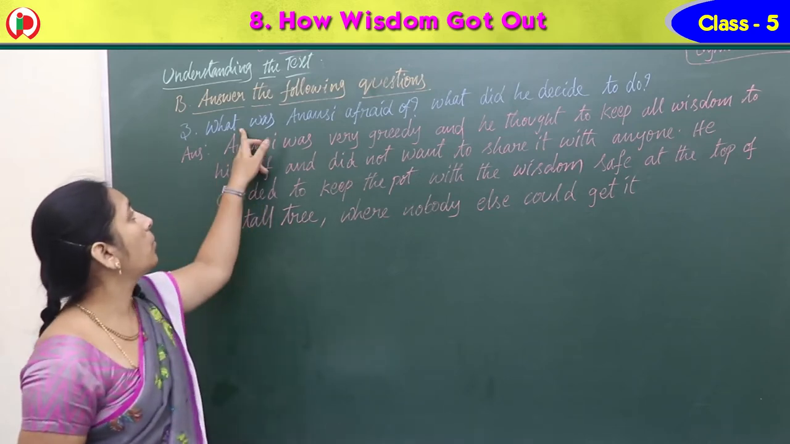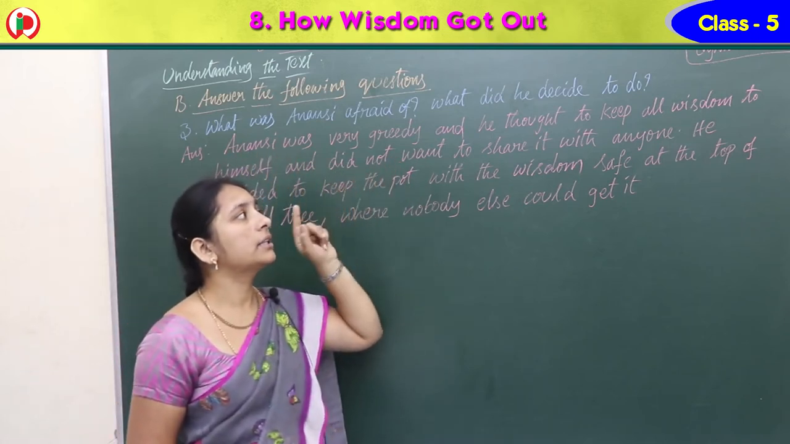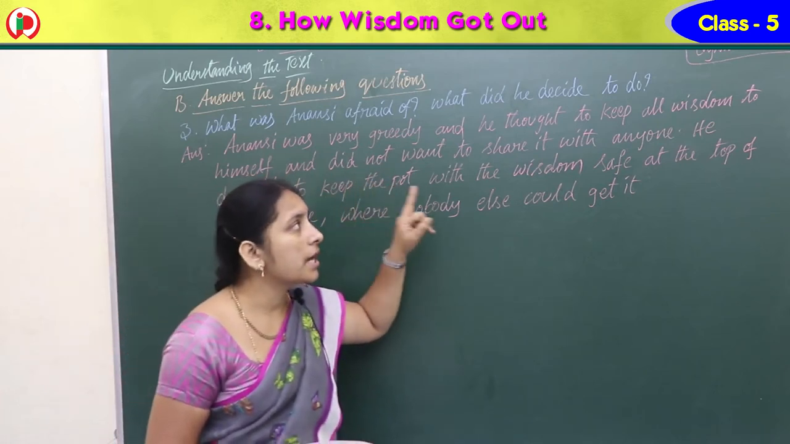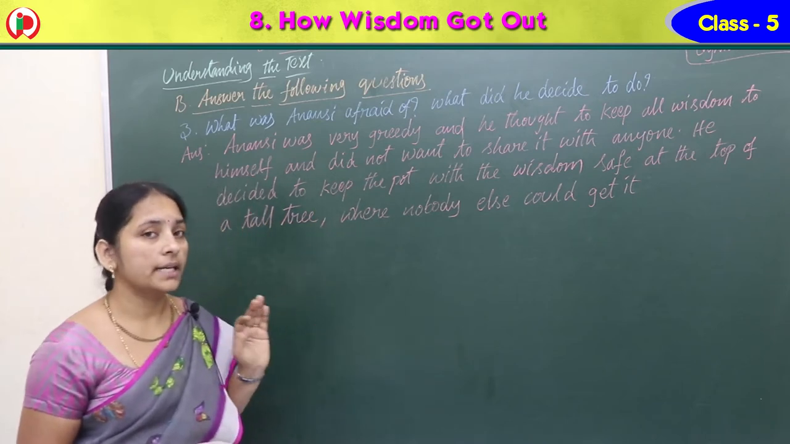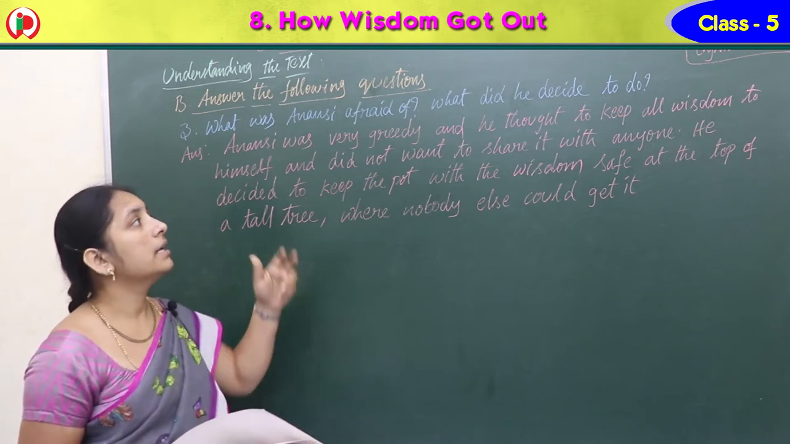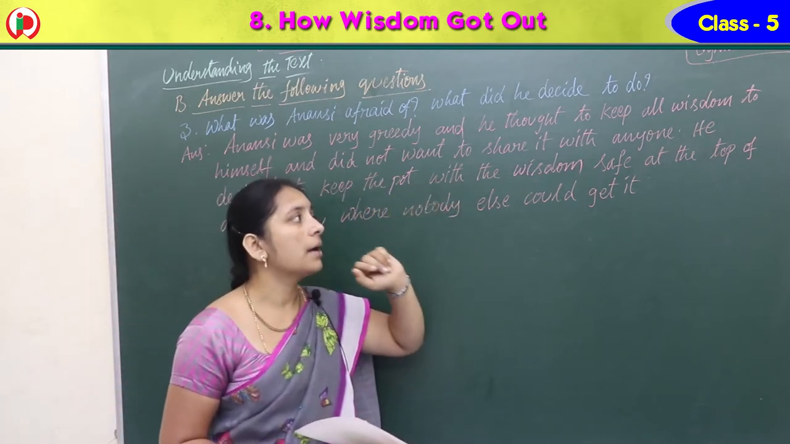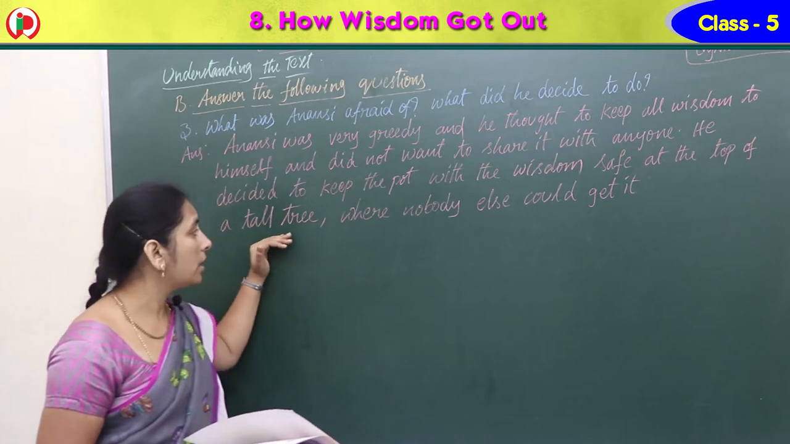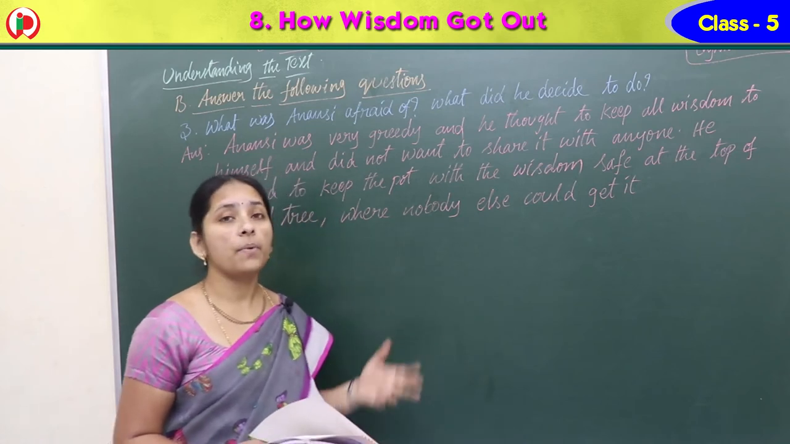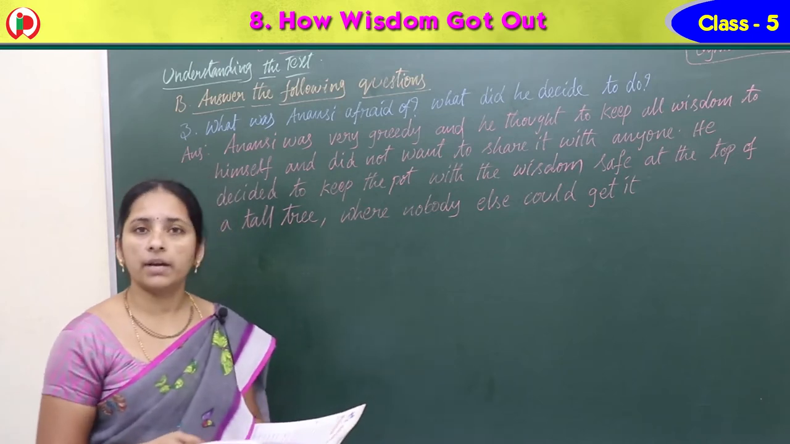So, see that. What was Anansi afraid of? Anansi was very greedy and he thought to keep all wisdom to himself and did not want to share it with anyone. So, that was what he was afraid of: anyone may take it. Then what did he do? He decided to keep the pot with the wisdom safe at the top of the tall tree, where nobody else could get it. So, top of a tree means, can anyone find it? No. So, that place he wanted to keep it very safely.